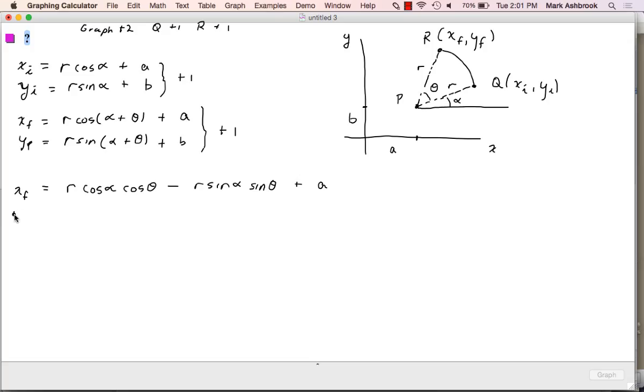And y final will be r sine alpha cosine theta plus r cosine alpha sine theta, plus b. Did I do it right? Okay, that step is worth, say, 2.